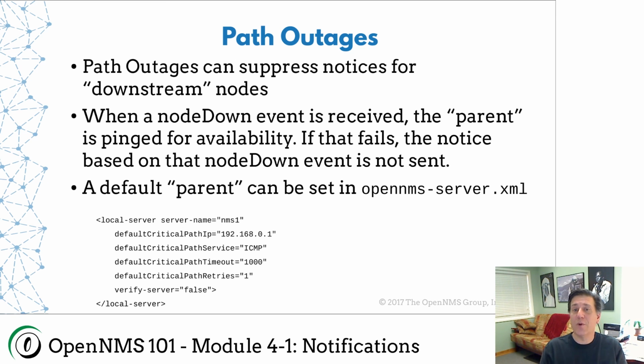Eventually, OpenNMS will get around to testing that service, and it'll get an interface down event, which it will send. So I will get a notice that an interface is down, but it'll suppress the node down notices. The events themselves will exist. So when I get that notice and log into the GUI, I will see that all 10 of those nodes are down. But at least I'll have a clue as to what's happening, and my mailbox or pager won't be completely covered in messages.